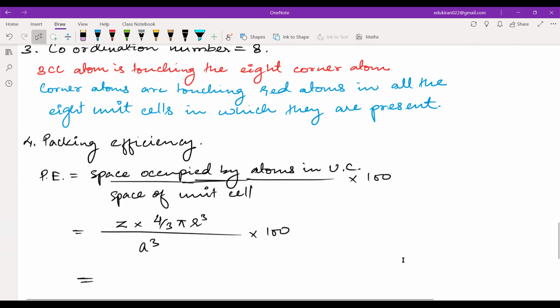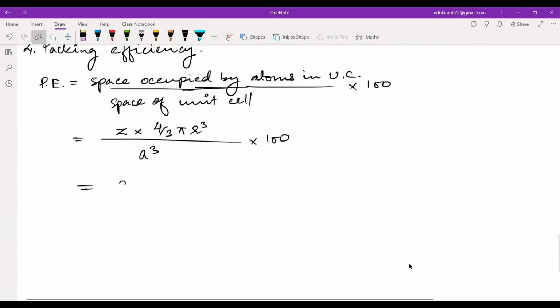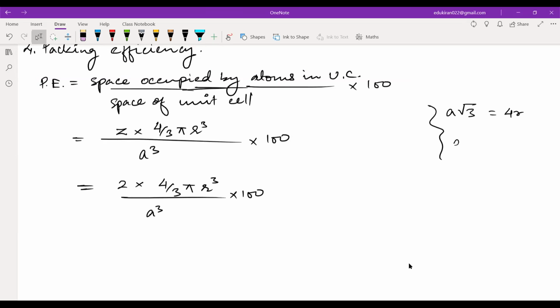I think all of you know what Z is here. Z is equal to 2, so 2 into 4 by 3 pi r cube divided by a cube into 100. We also know that a root 3 is equal to 4r, so a will be equal to 4 upon root 3 r. So we can substitute that and write this as 4 by root 3 r whole cube. So just calculate this, send the answer in chat, then we will move on.